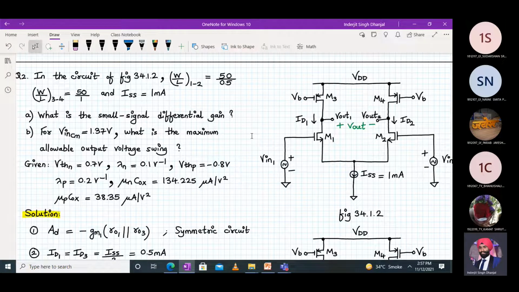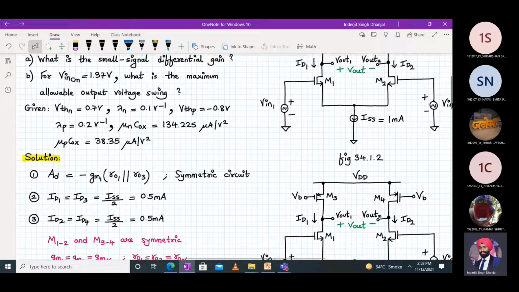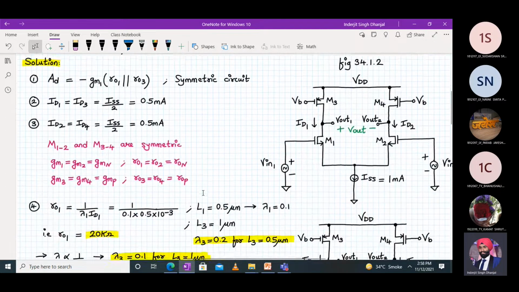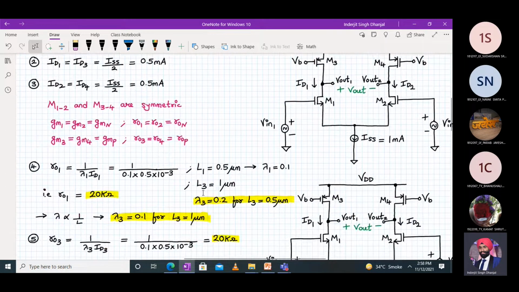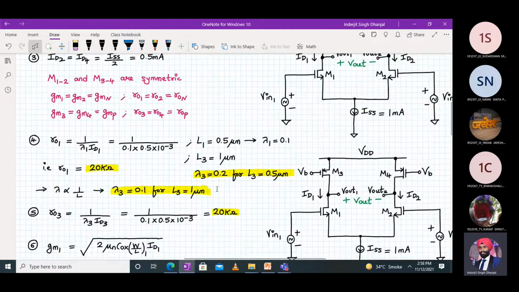So here again, we have to find out the small signal differential voltage gain, and again the maximum output allowable voltage swing. The parameters are the same. Everything is the same. Only instead of diode connected load, we have PMOS current source load. And we know the formula; we have solved this before. Differential gain will be minus GM1 into RO1 parallel to RO2, correct? And here we calculate RO1 and RO2. Remember, for RO2, RO3, RO1 and RO3, the same concept will be used.